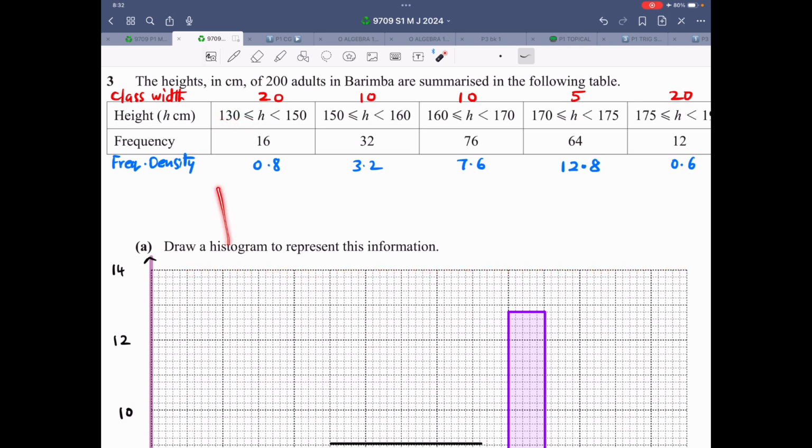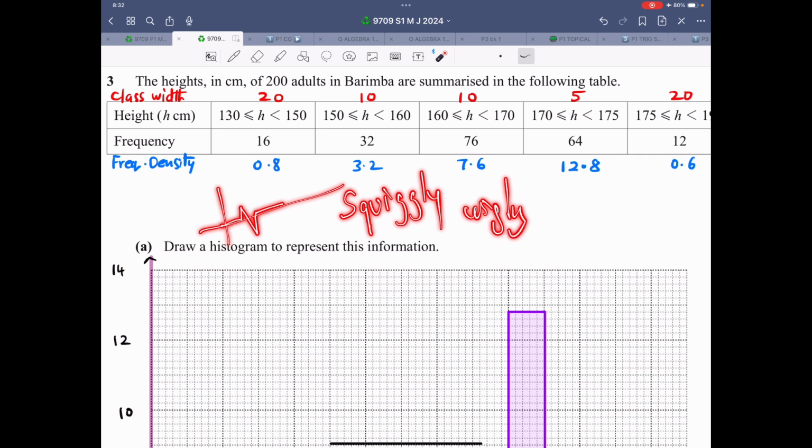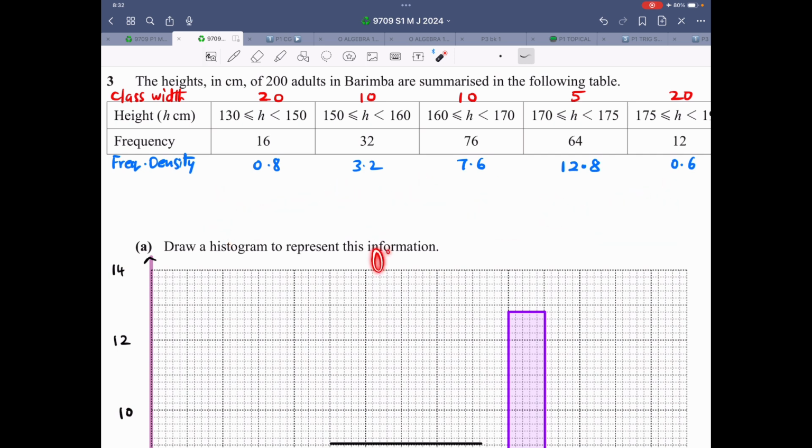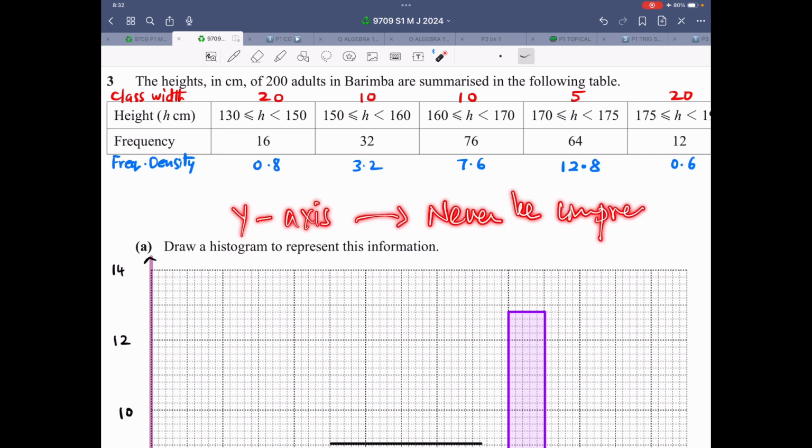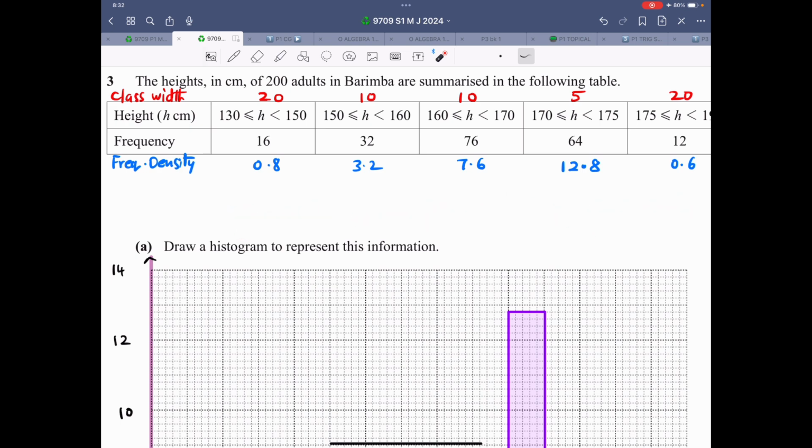Of course, the horizontal axis, I won't start from 0. I would draw a squiggly wiggly. When I draw a squiggly wiggly, basically that's a compression line, and this is only allowed on the x-axis, on the horizontal axis. The y-axis, keep in mind, can never be compressed, because that will give you a false idea about the height.